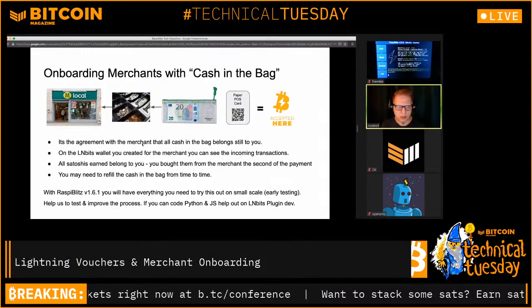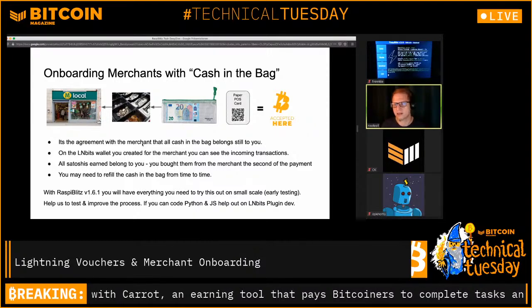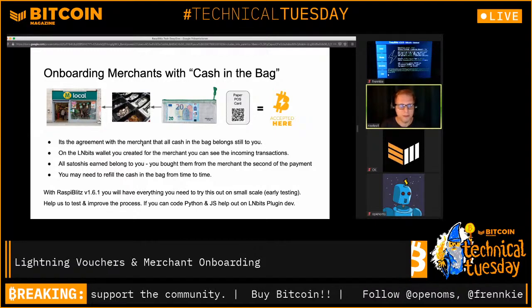Some notes here. Of course, it's an agreement with the merchant that all the cash in the bag still belongs to you. So you advance the cash for the bag, but in the end you could walk into the store at any time and say, come on, my Raspiblitz is not online anymore, whatever, this is not working, I take this bag back. So this is an agreement with the merchant based on trust. So keep that in mind.